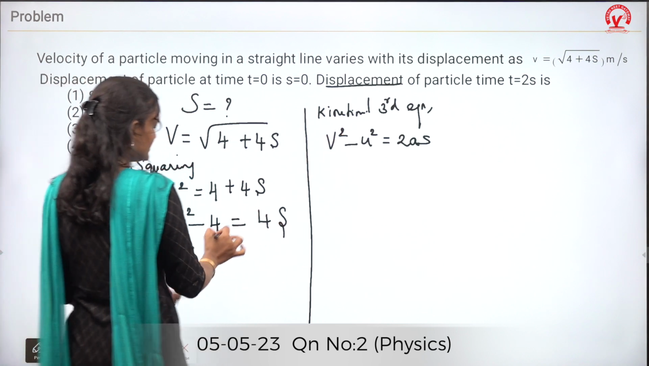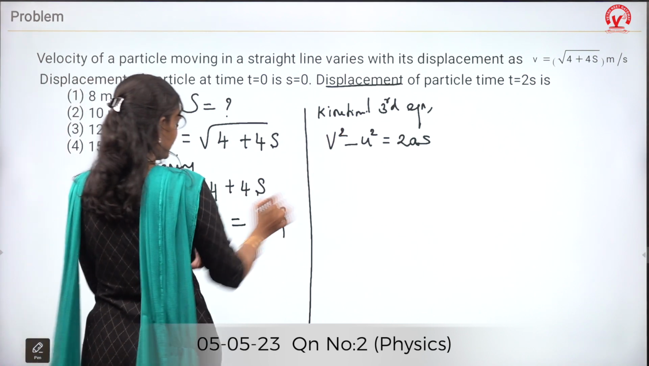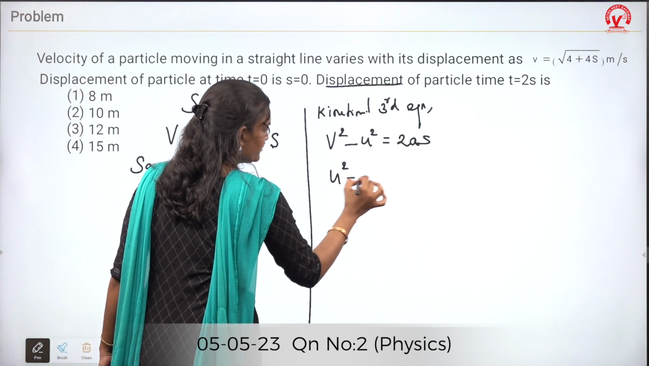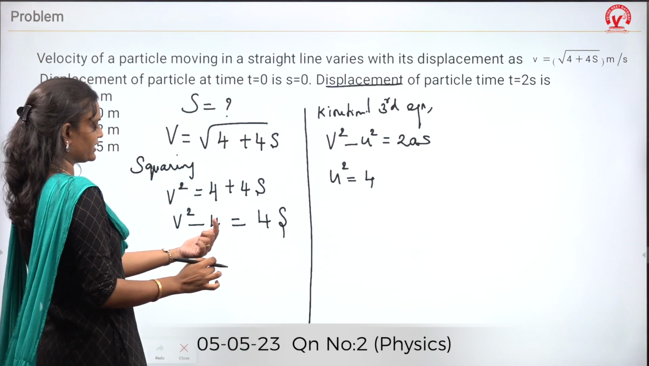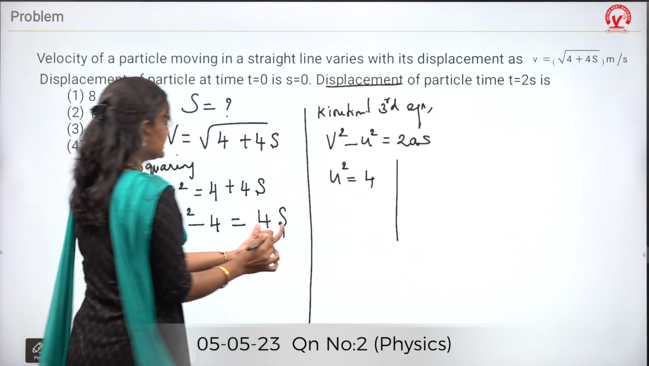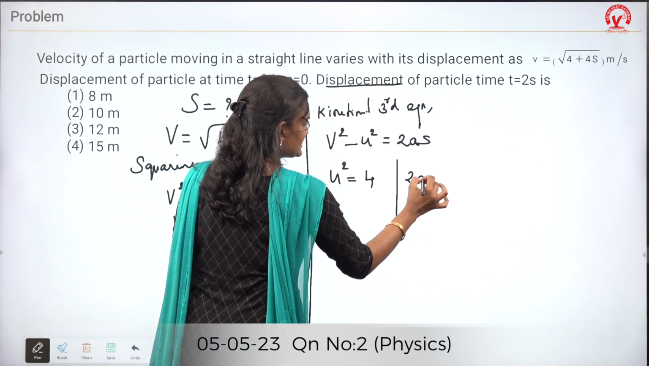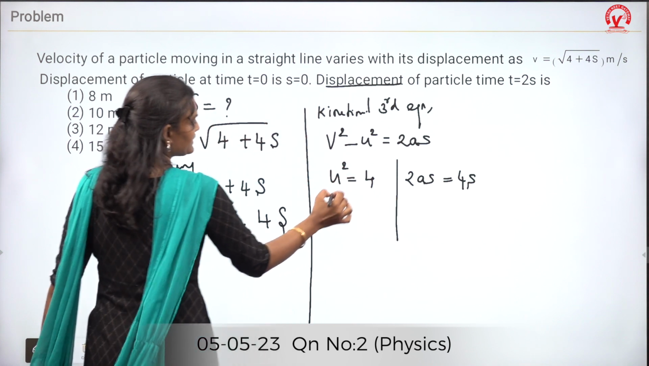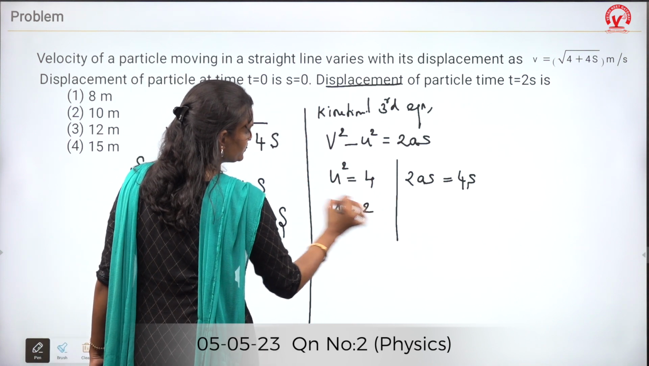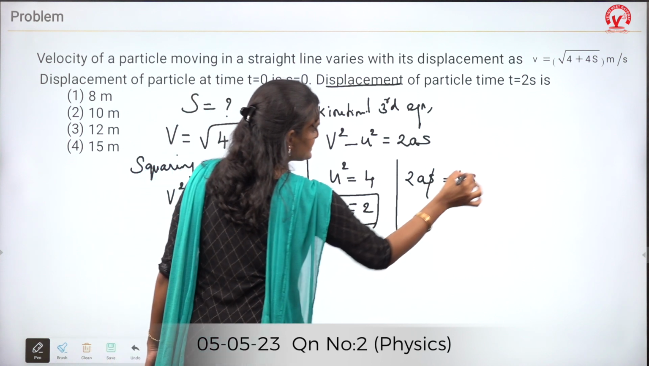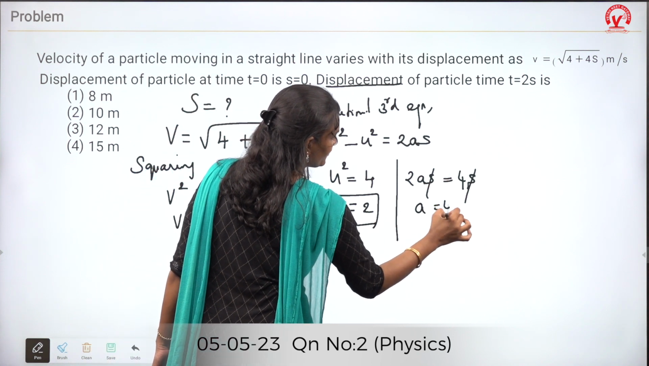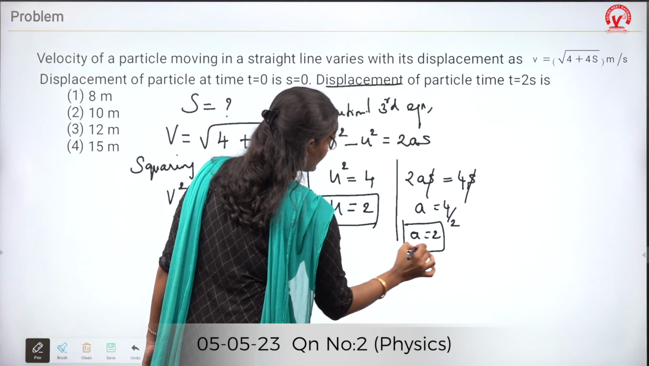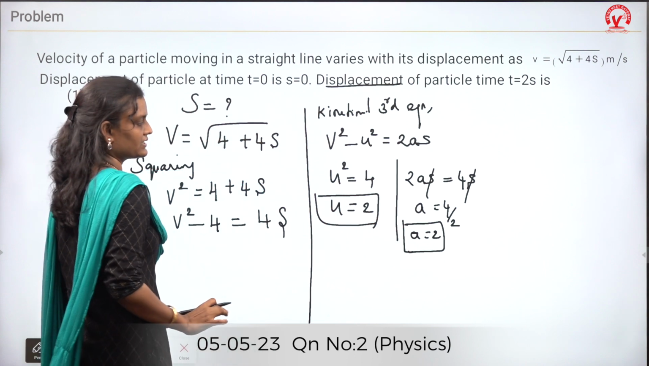Now compare these two equations. Here in the U square place we have 4, so U square is equal to 4. And in place of 2AS, they gave us 4S. From this we can calculate U: U is equal to 2, and S gets cancelled. A is equal to 4 by 2, so A is equal to 2. Now we calculated A as well as the initial velocity U.